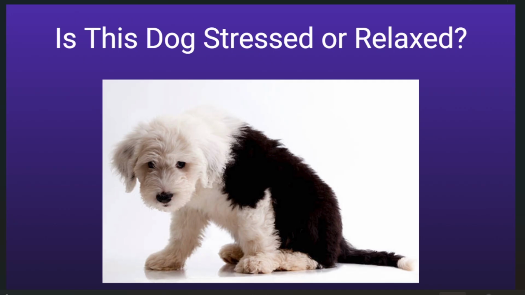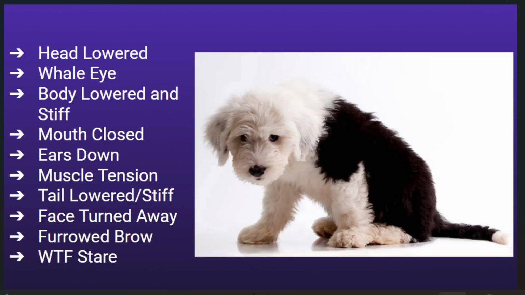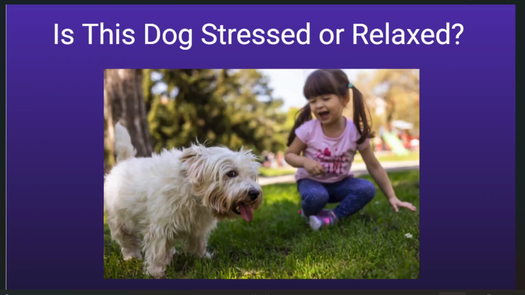Is this dog stressed or relaxed? Stressed. Head lowered, whale eye, body lowered and stiff, mouth closed, ears down, muscle tension. Tail lowered or stiff, face turned away. Now a furrowed brow, and the what the fuck's there. All right, this is a better what the fuck's there right here. So all right, is the dog stressed or relaxed?